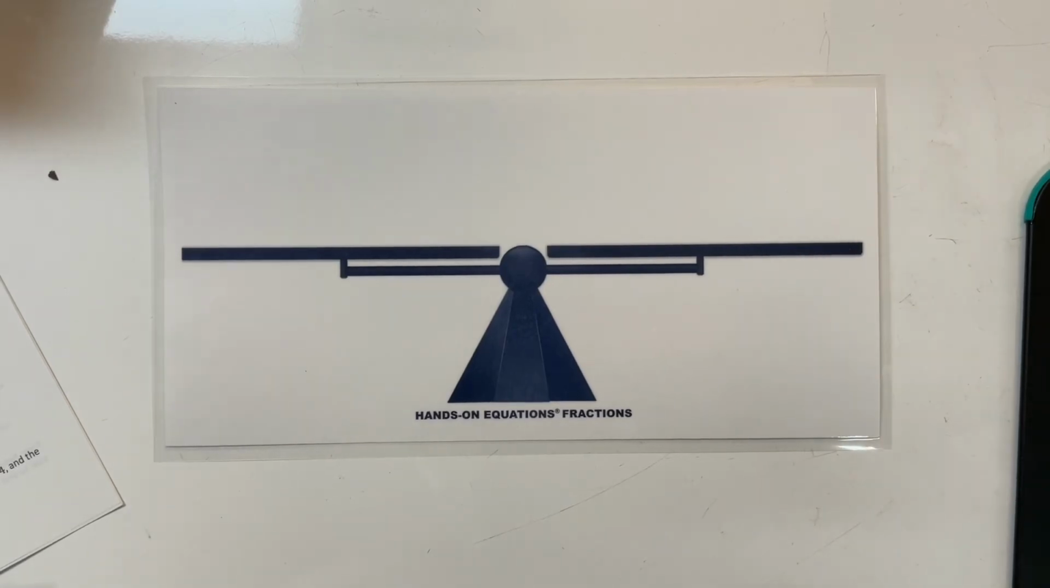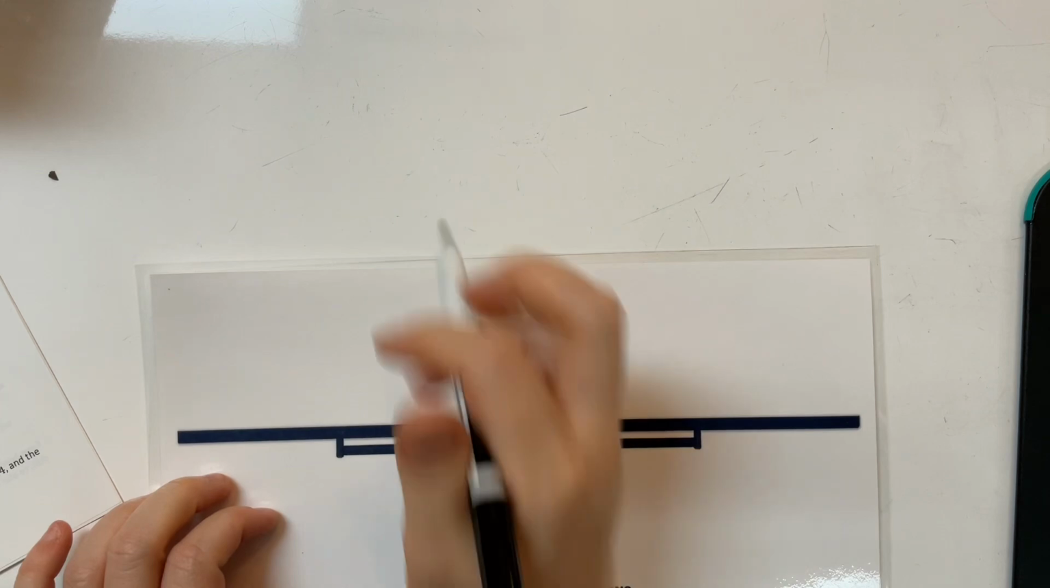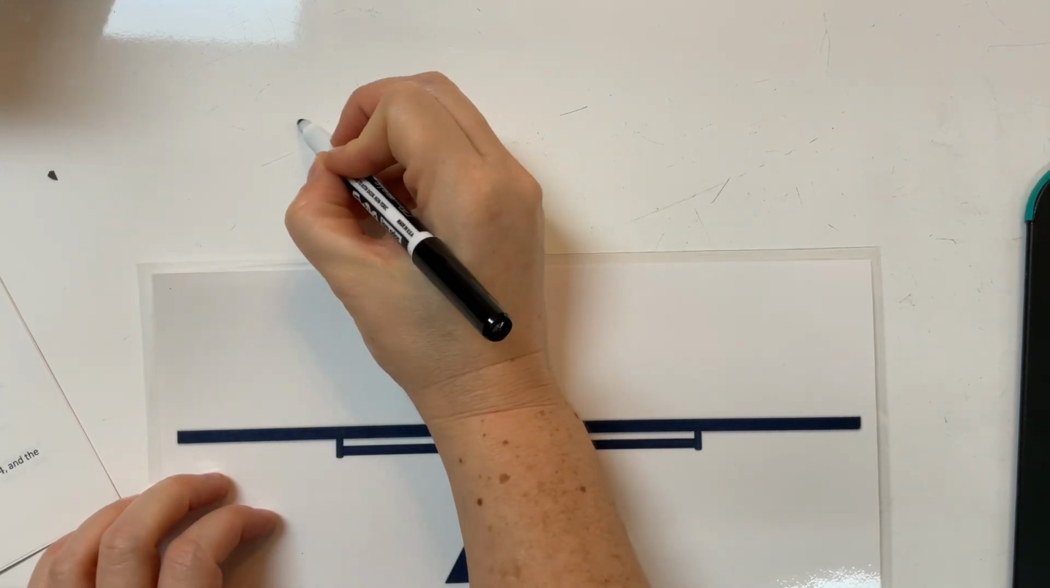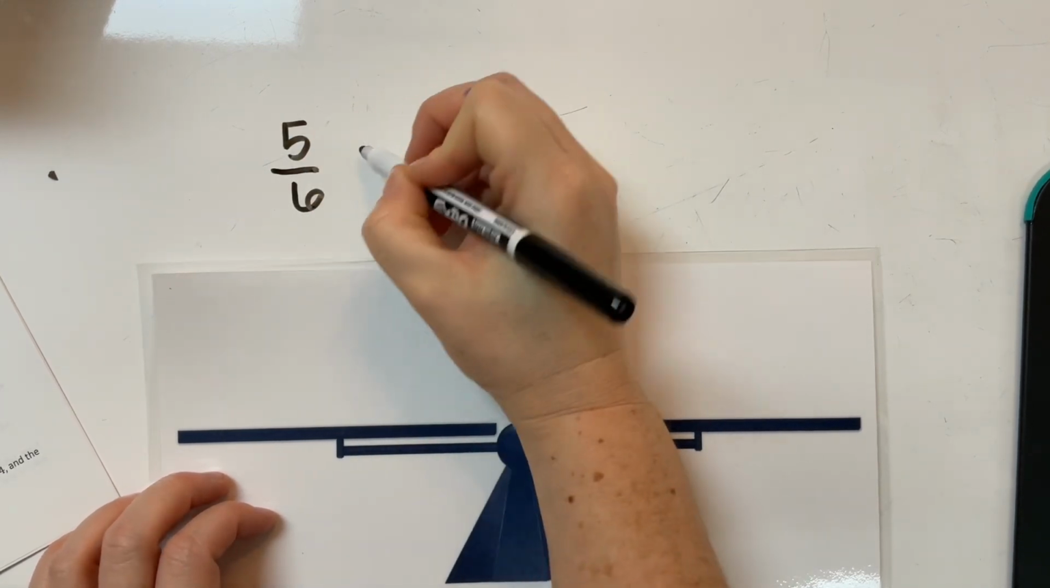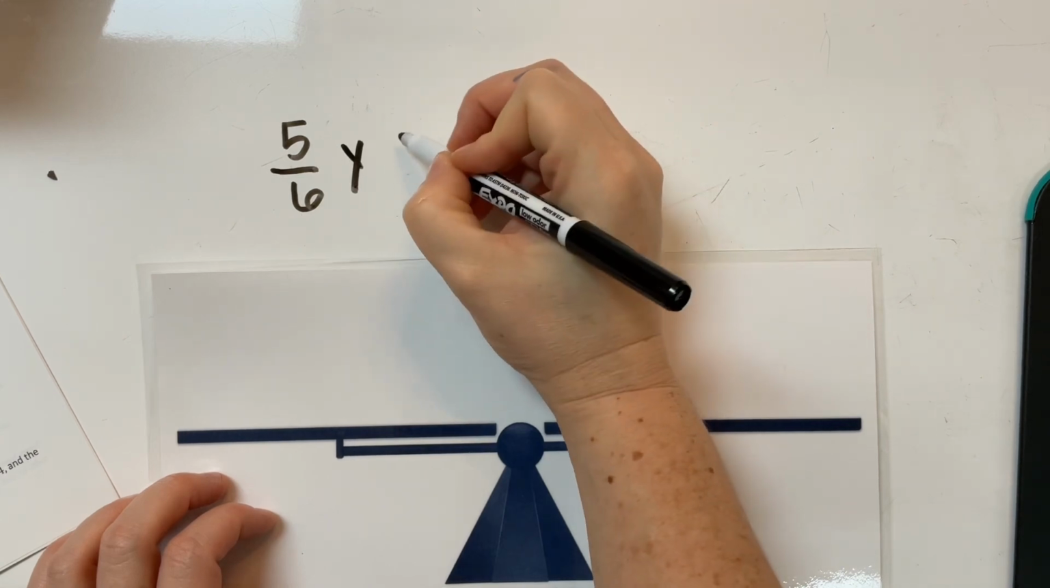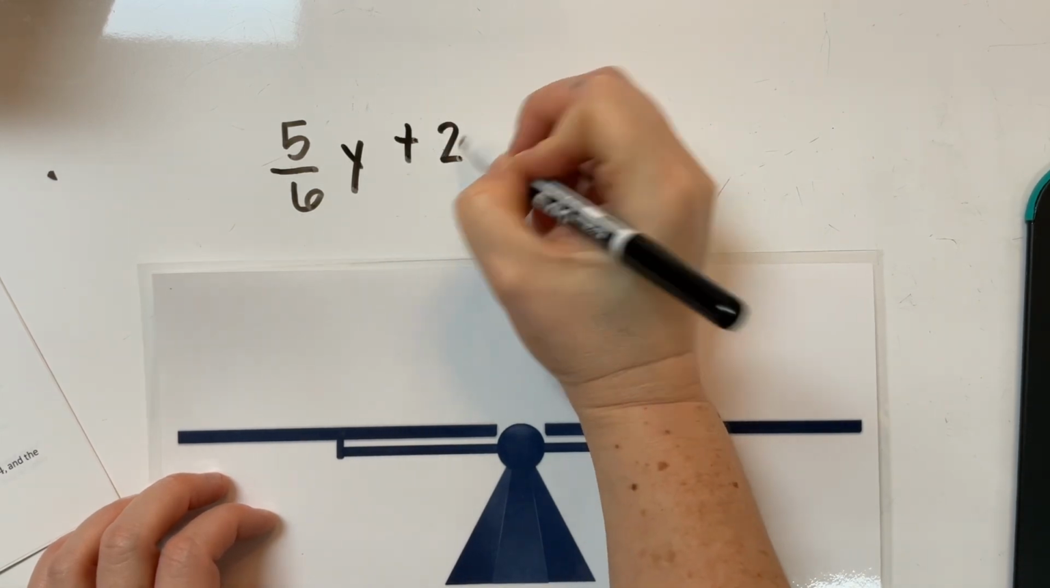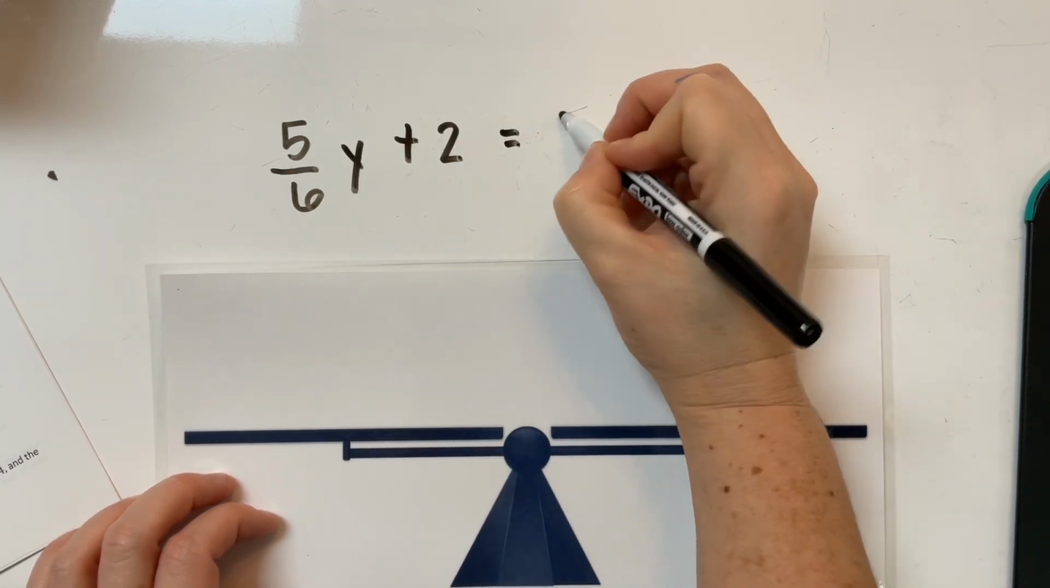All right, friends, so we're going into lesson 2 of hands-on equations fractions. And in lesson 2, it's all about having constants on both sides. And here's what I mean by that. So let's look at the example. We have 5/6 y plus 2 equals 12.